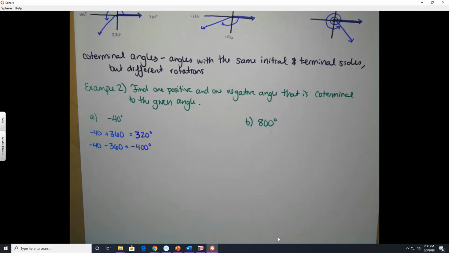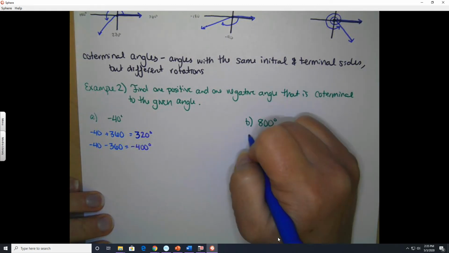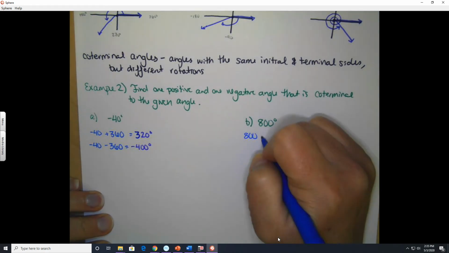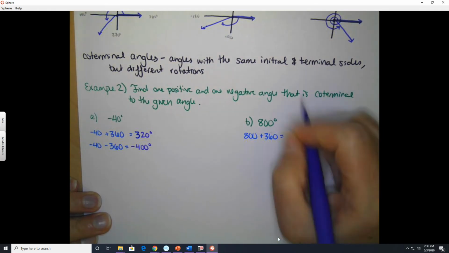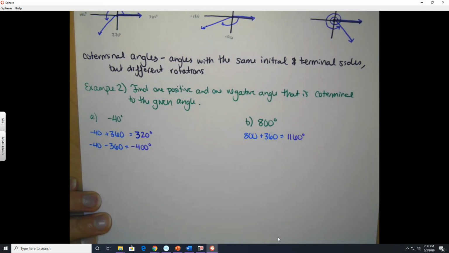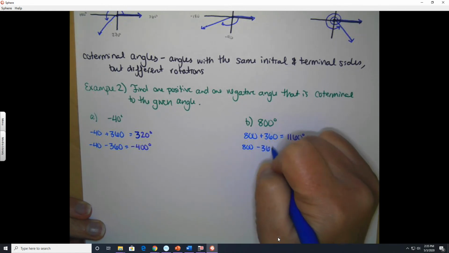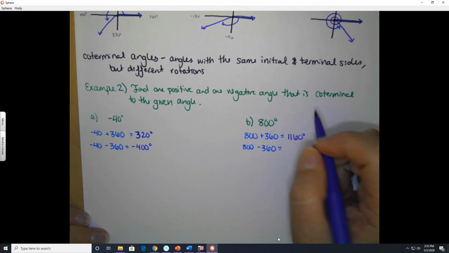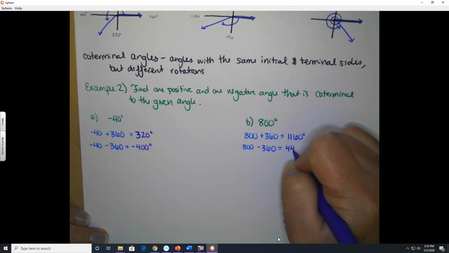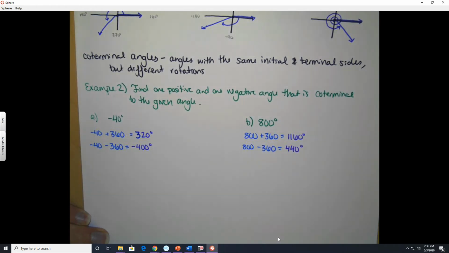Looking at our next example, 800 degrees. If I take 800 and add 360 to it, we're going to end up with 1160 degrees. So there's a positive angle that's coterminal. If I take 800 and subtract 360, let's see, 800 minus 300 is 500. 500 minus 60 would be 440 degrees. Ooh, I found another angle that's coterminal, but it's not negative. So I guess I'm going to have to keep going.